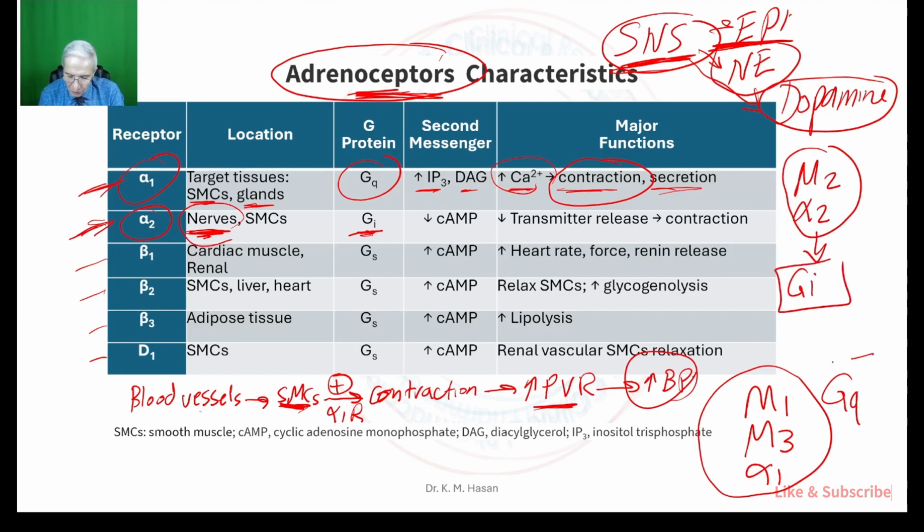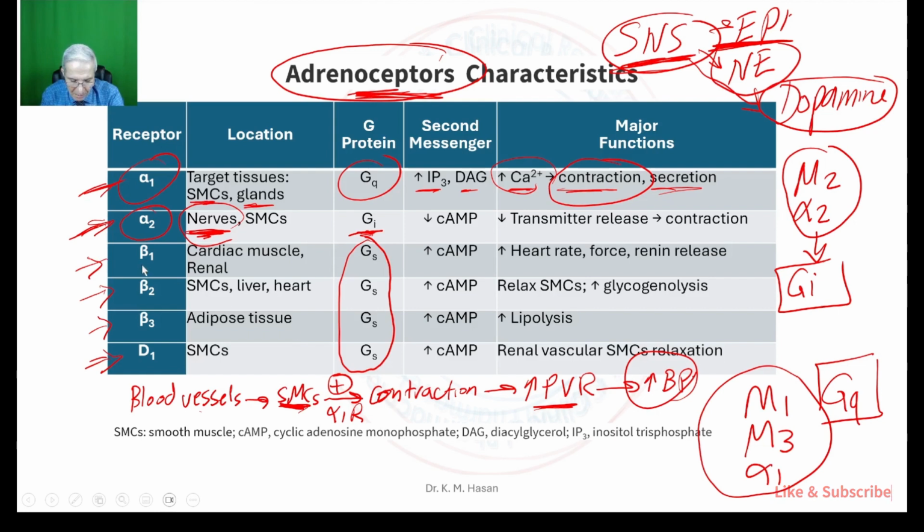So now we understand some categories for the G protein: Gi, Gs, and Gq. The other will be Gs, as you can see here. So we have beta 1 receptor working on Gs protein, beta 2 receptor working on Gs protein, beta 3 receptor on Gs protein, and dopamine D1 receptor working on the Gs protein. Okay.